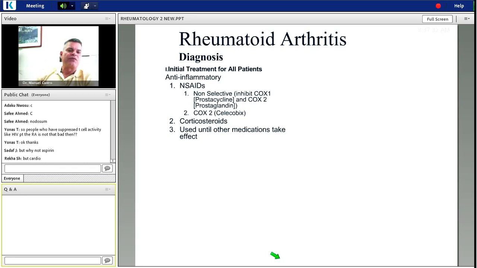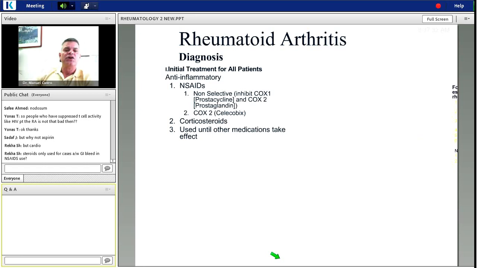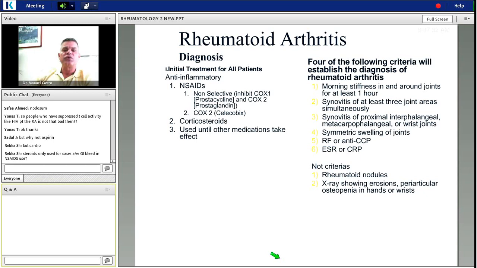So first of all, every patient with rheumatoid arthritis, you have to start them either on an NSAID or a corticosteroid until their disease-modifying agent starts to take effect, right? Four of the following criteria are used to establish the diagnosis of rheumatoid arthritis. Okay, let's see what the criteria for rheumatoid arthritis are. And I want you to know these very, very well, okay? Because these criteria are clinical criteria.